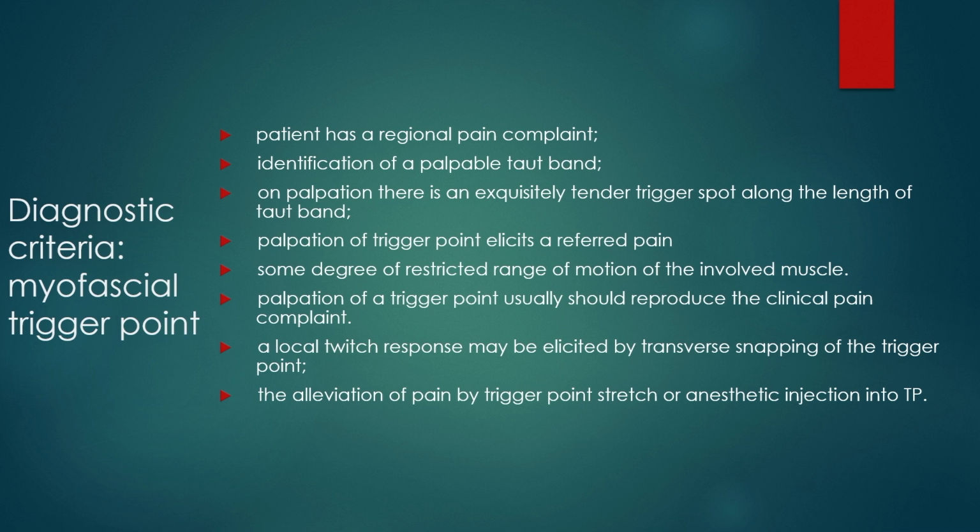Sometimes when you go across that taut band, it may cause a little twitch of a muscle, even not right beside it. It could be elsewhere, but you can see a little twitch response. That's also a good indication. And if you were able to get that muscle stretched, either with spray and stretch, so you get it nice and cold and stretch, or using a little local anesthetic, and that alleviates the pain, then that is confirmation that that is the source of the pain, okay?